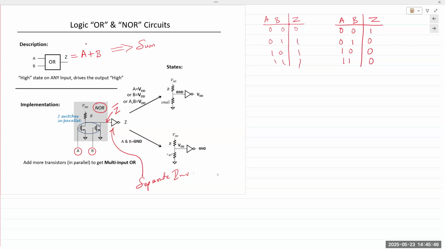2 transistors in parallel, we get a 2-input gate. 3 transistors in parallel, we get a 3-input gate. 10 transistors in parallel, we get a 10-input gate. So add more transistors, you get multi-input gates. And that's how we can obtain multi-input gates. Makes sense thus far? Okay. All right.